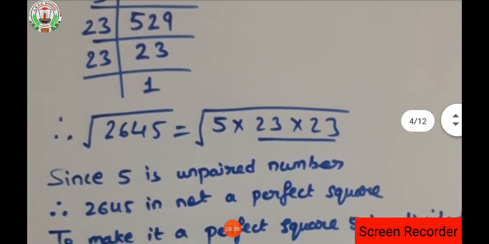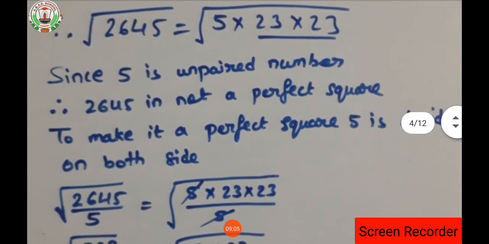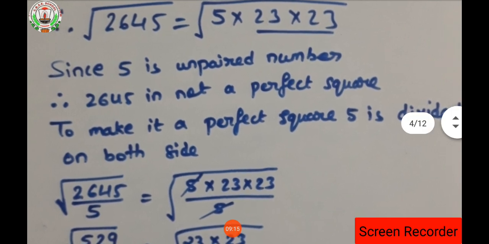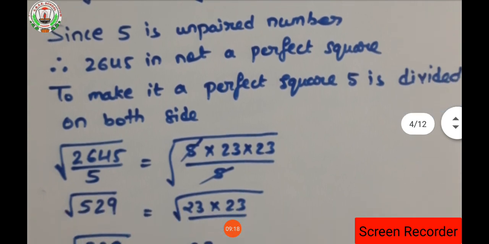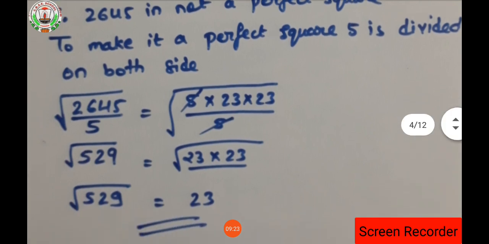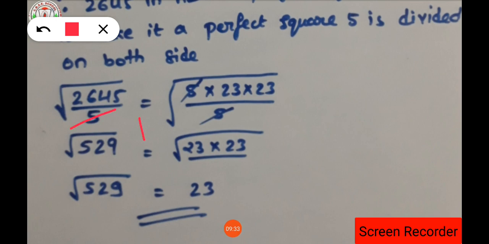Clear? So what is the unpaired number we are having here? The unpaired number is 5. If 5 is the unpaired number, that means 2645 is not a perfect square. To make it a perfect square, what do we have to do? We have to divide both sides by 5. When we divide both sides by 5, what will be left out is, 2645 when cancelled by 5, it will be how many times? So 5 ones are, and 5 how many times?